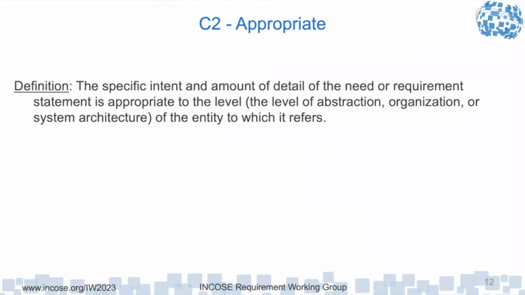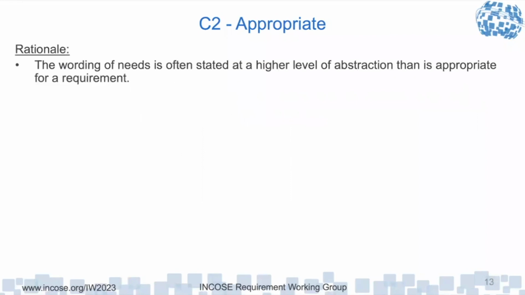So the next one is appropriate. The intent, amount of detail, need, or requirement statement is appropriate to the level. Level is level of abstraction, organization, or architecture. So you've got to be careful what level you're talking about. And then of the entities to which it refers. Remember the talk I gave yesterday about entities, and the importance of entities, because I have requirements on a factor, on a project, on a person of interest, on a procedure. So we've got to make sure that it's appropriate for doing that.